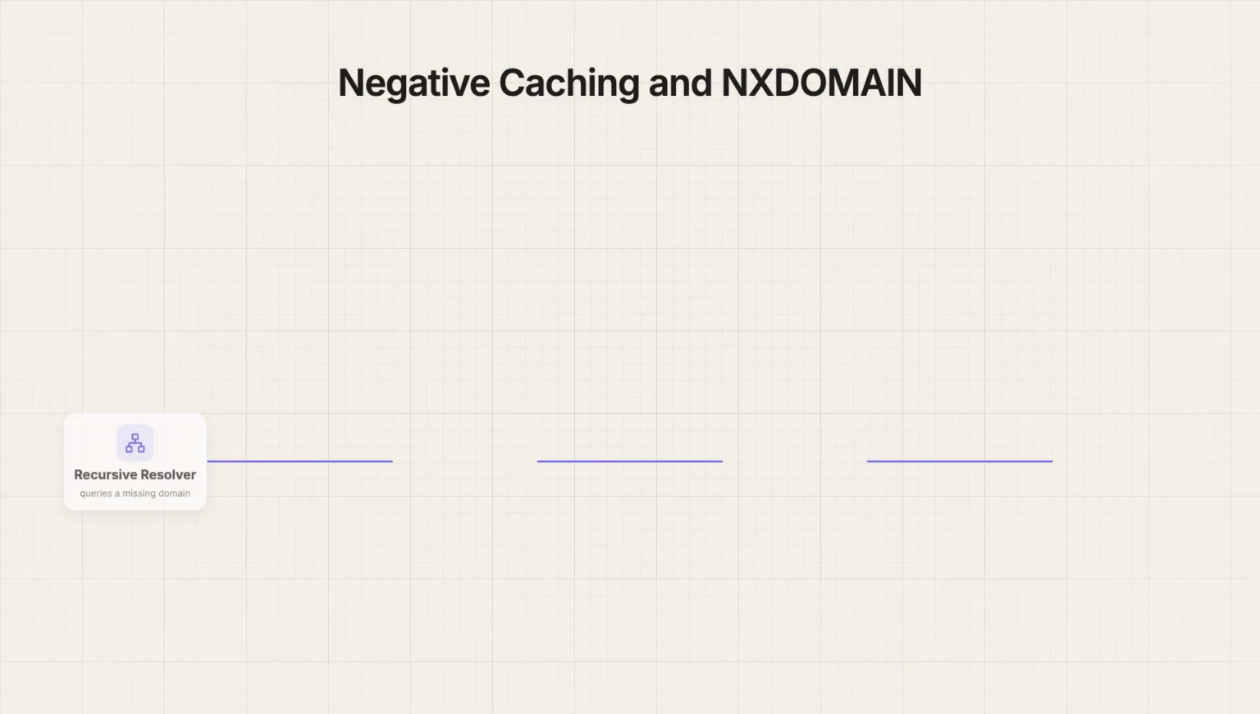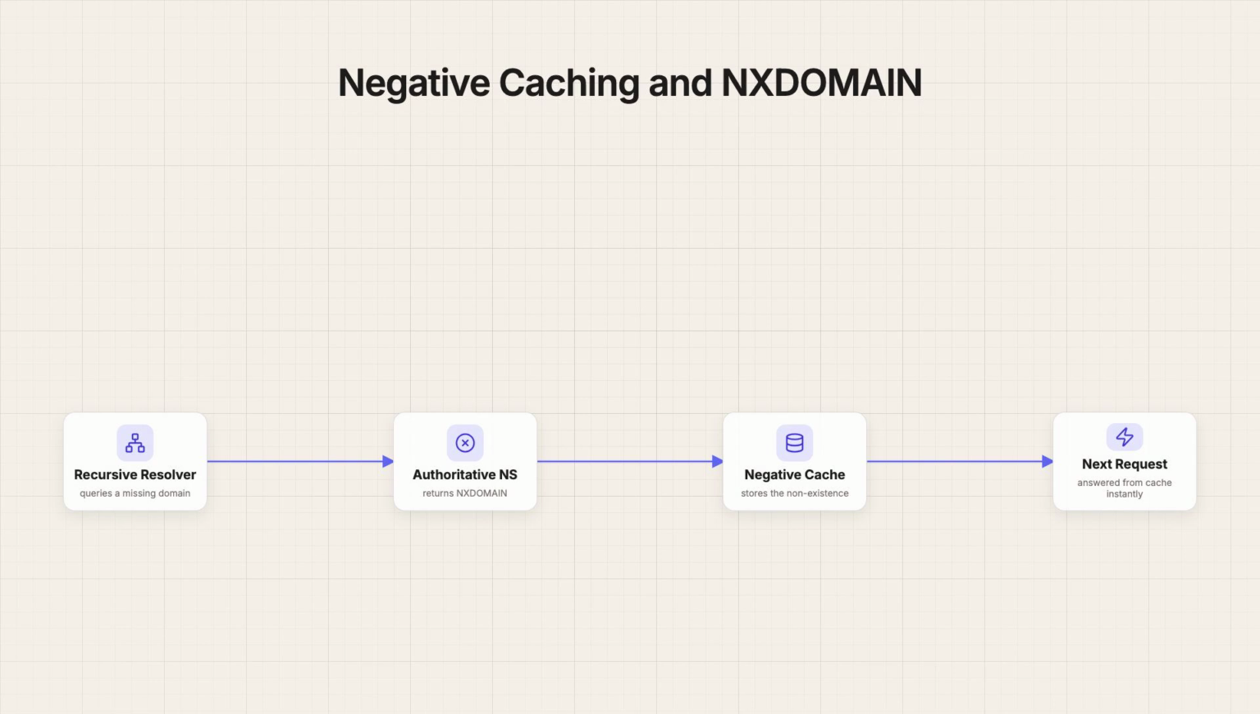When a domain does not exist, the authoritative server returns a response code called NXDOMAIN, meaning no such domain. Resolvers cache this negative result too, for the duration specified in the zone's SOA record minimum TTL. Subsequent lookups for the same non-existent domain are answered instantly from the negative cache without hitting the network. This prevents repeated expensive queries for mistyped or non-existent names.